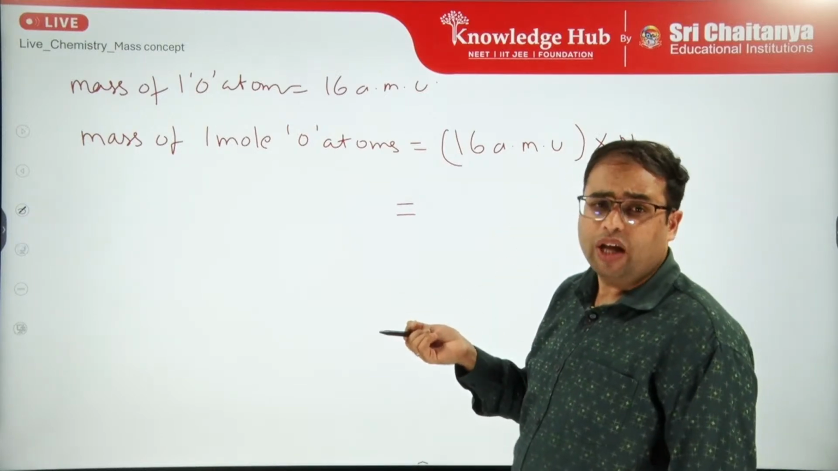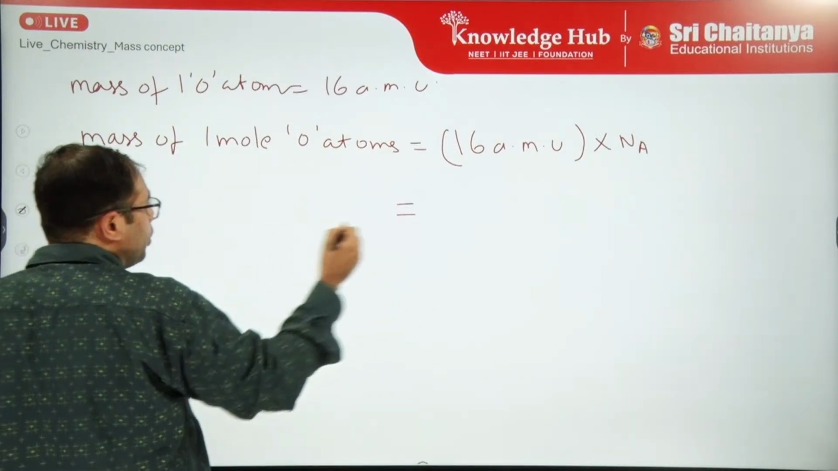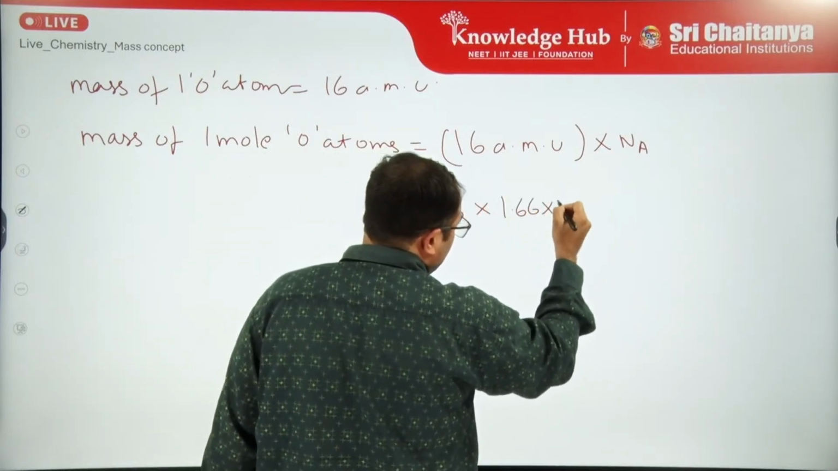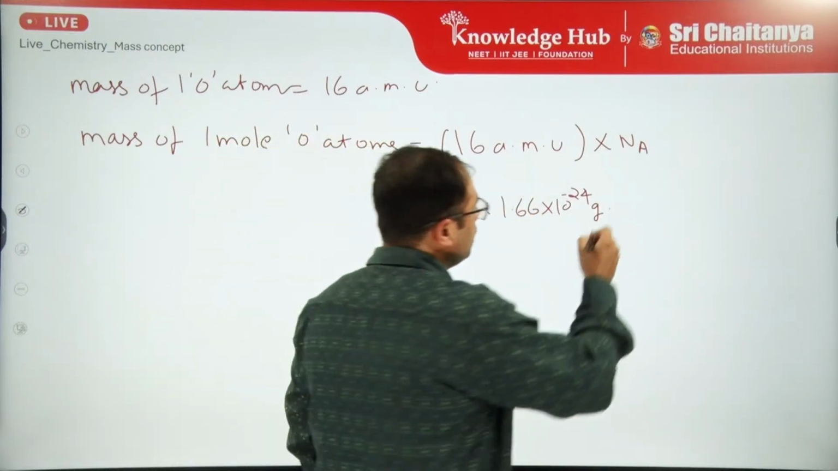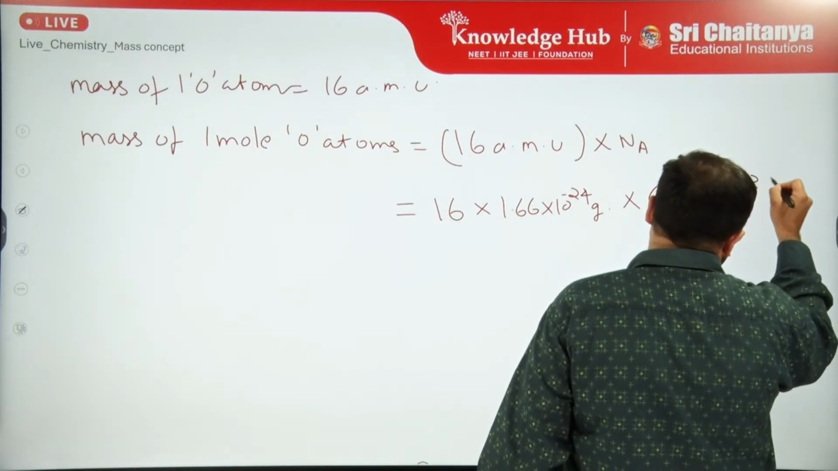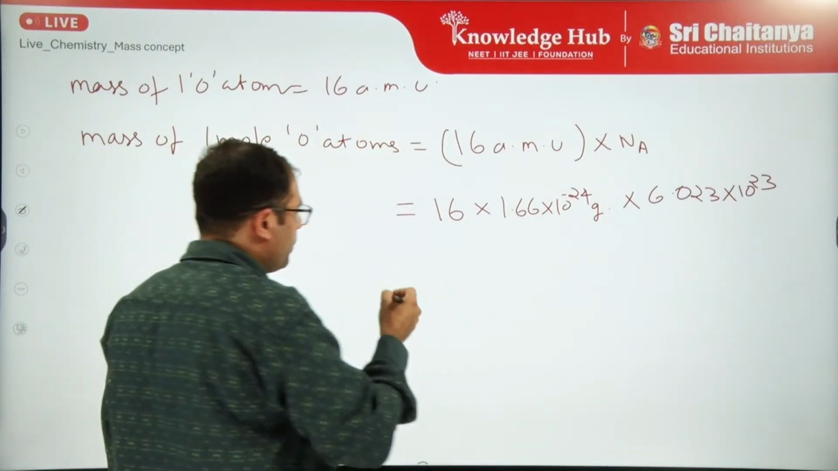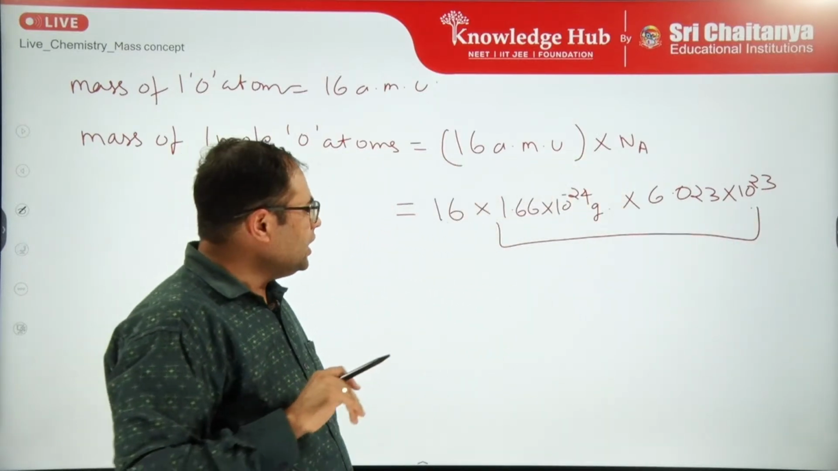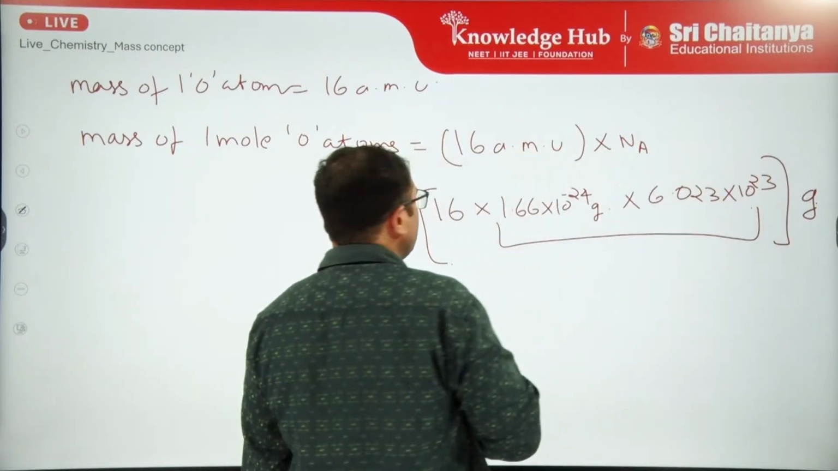So how do I do that? Simply, you need to remember what 1 AMU is. What is 1 AMU? 1.66 into 10 raised to power minus 24 grams. So I'll put the value of 1 AMU here. What is the value of Na? 6.023 into 10 raised to power 23. Correct, everyone? Now, if you multiply this value, this complete value will come out in grams, right? That all of us know.